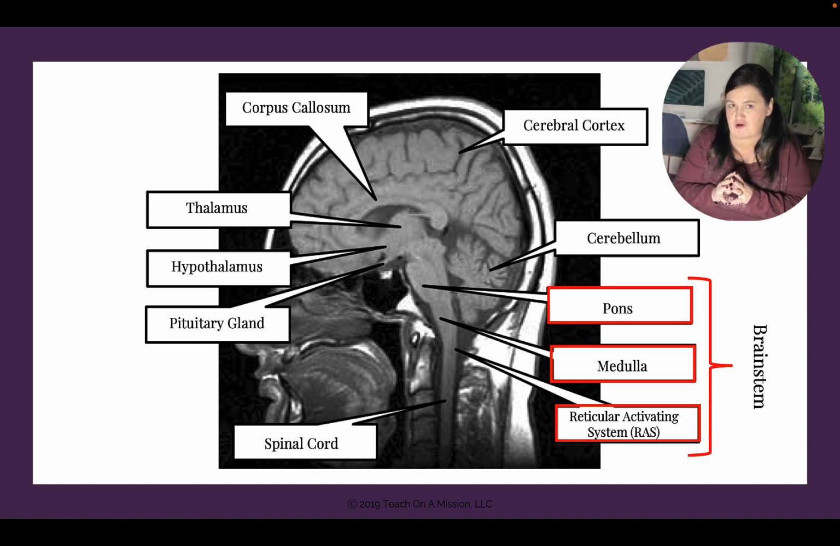Okay, it's super important. I'm going to say it again. The pons and medulla and the reticular activating system form the brain stem. Make sure you have that written down. The next spot that I want to go to is what is called the limbic system.